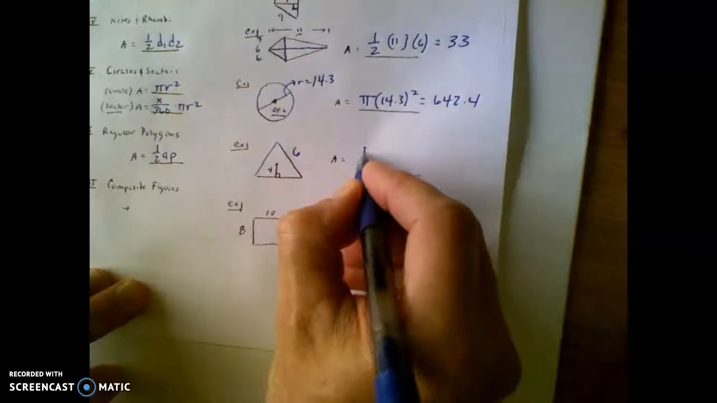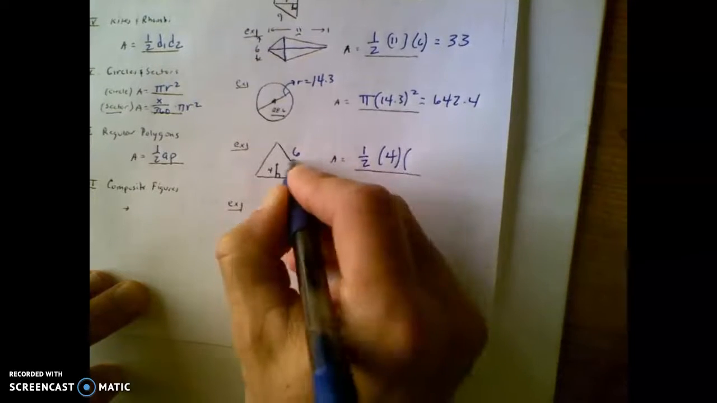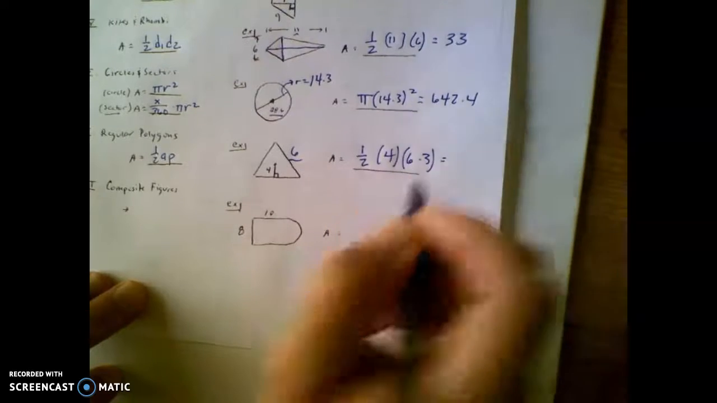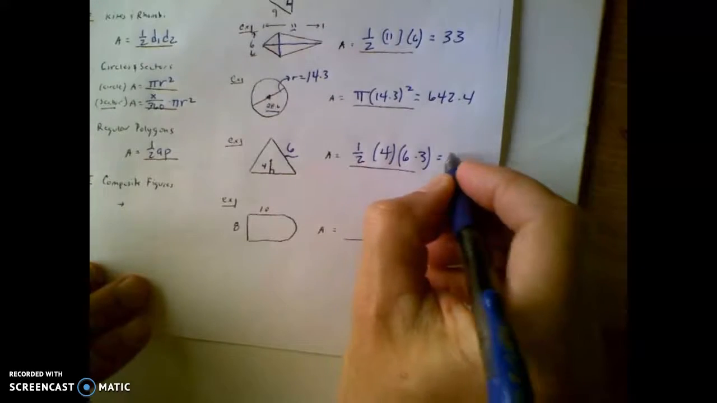So in this one, I would do 1/2 the apothem times the perimeter. Well, there's 3 sides that are 6, so I just simply multiply 6 times 3 to get the perimeter. So that's 18. Half of that is 9, times 4 is 36.